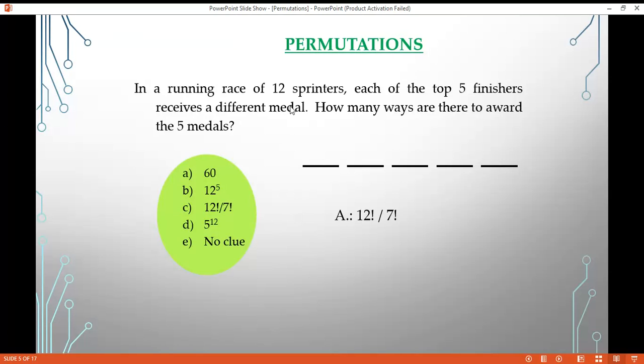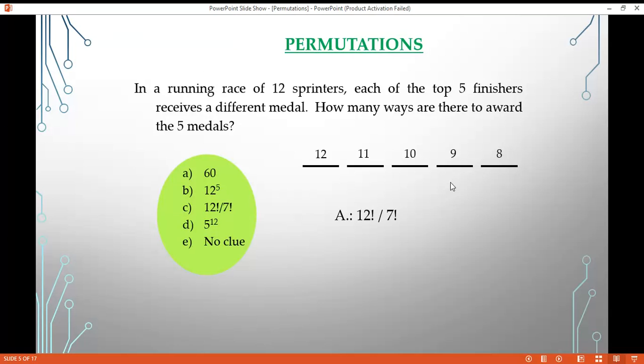12 sprinters can get the 5 medals. Here each one will get a different medal. For the next medal, how many persons do we have now? The 11 remaining. Next is 10, next is 9, next is 8. So this is 12 multiply 11 multiply 10 multiply 9 multiply 8.